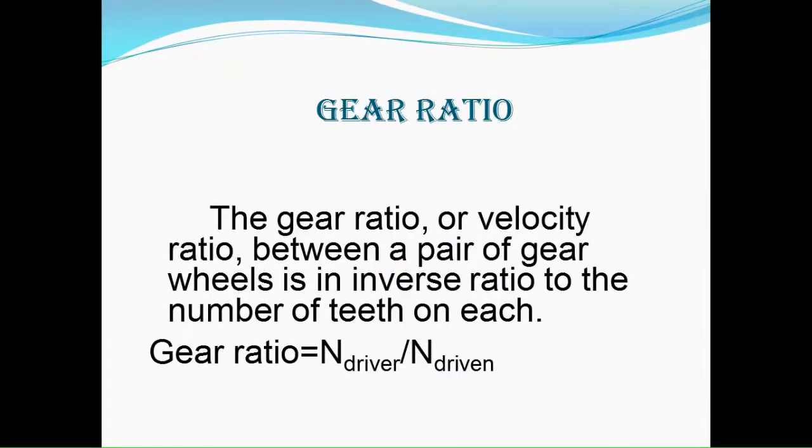The automobile gearbox basically consists of various gear ratios. The gear ratio, or the velocity ratio between a pair of gear wheels, is the inverse ratio of the number of teeth on each. The gear ratio is normally written as the number of revolutions of the driver gear to the number of revolutions of the driven gear, or in terms of teeth, the ratio of the number of teeth on the driven gear to the number of teeth on the driver gear.